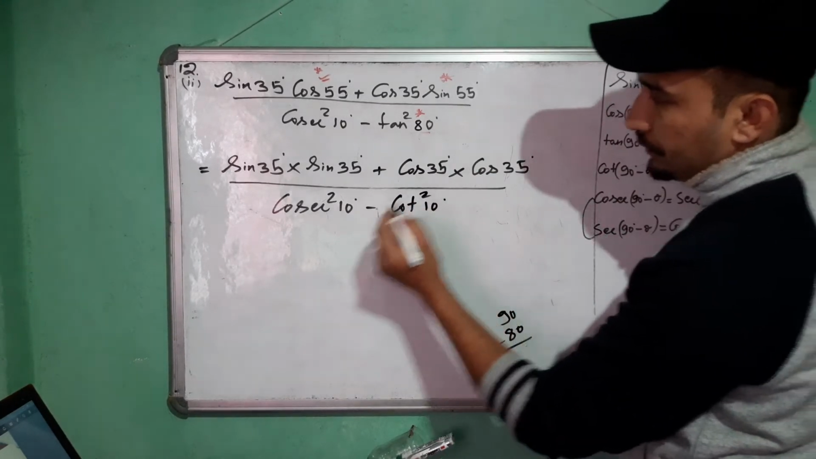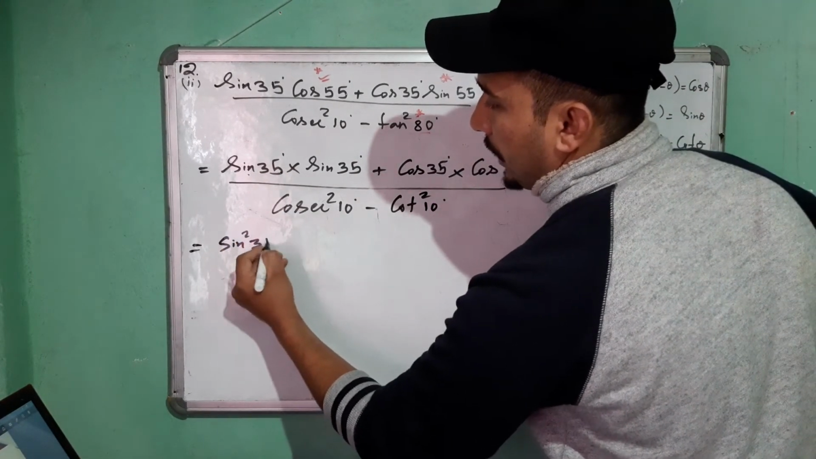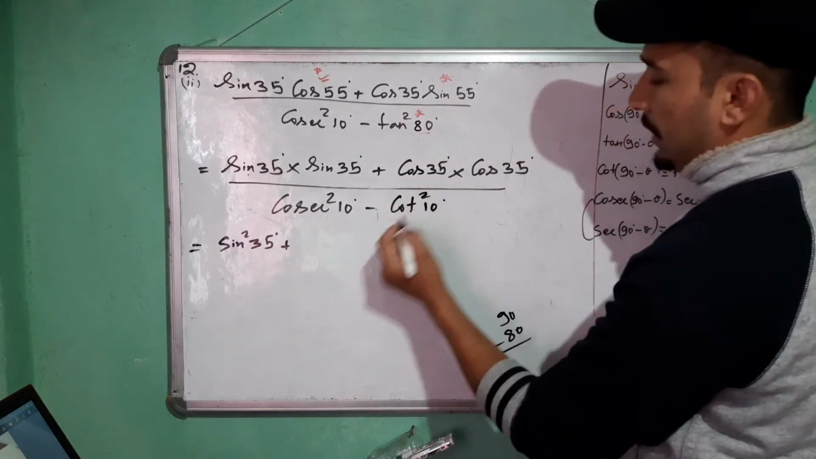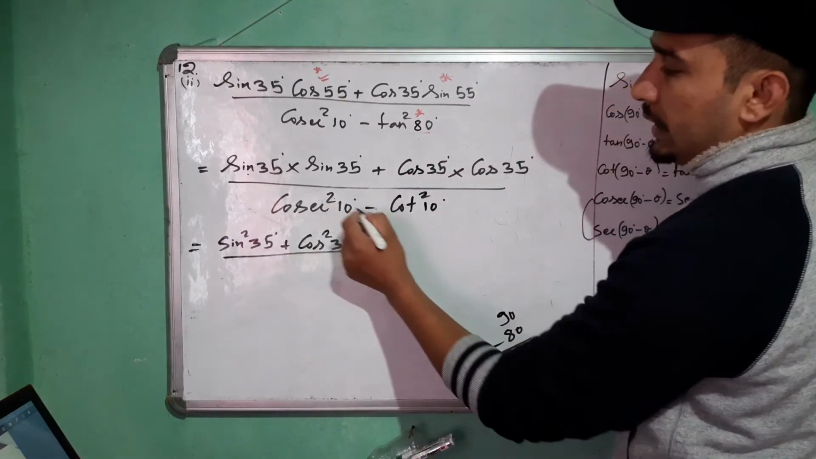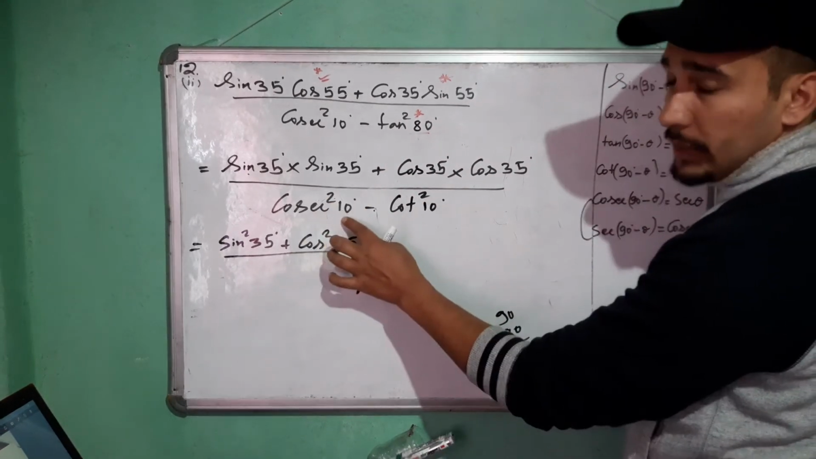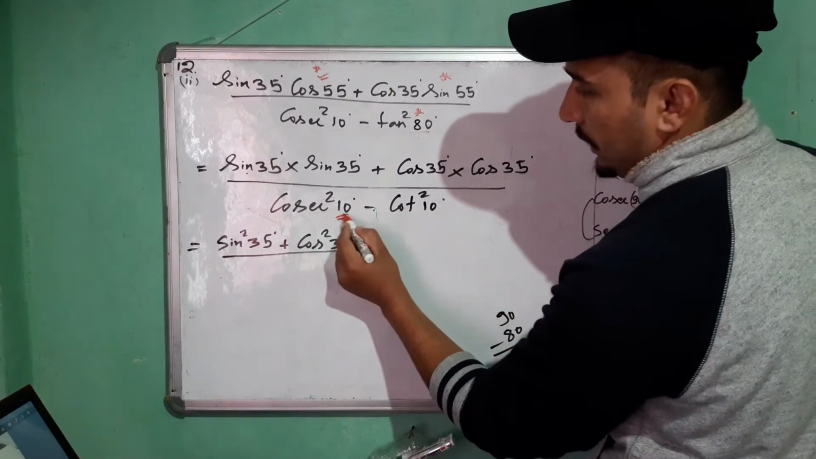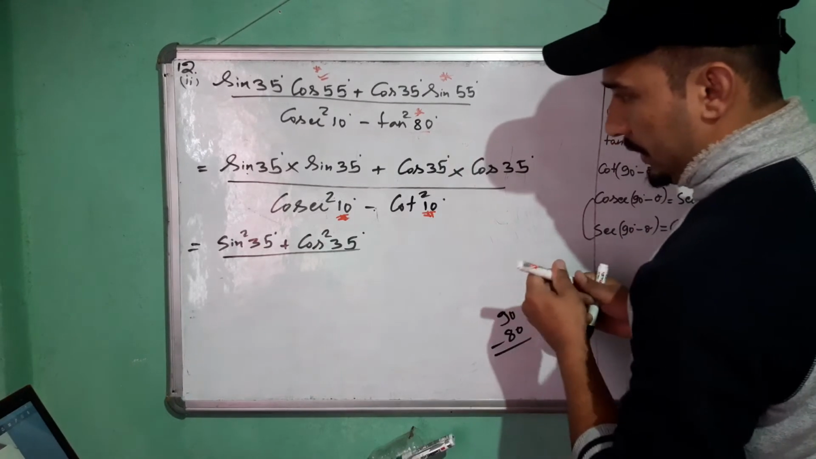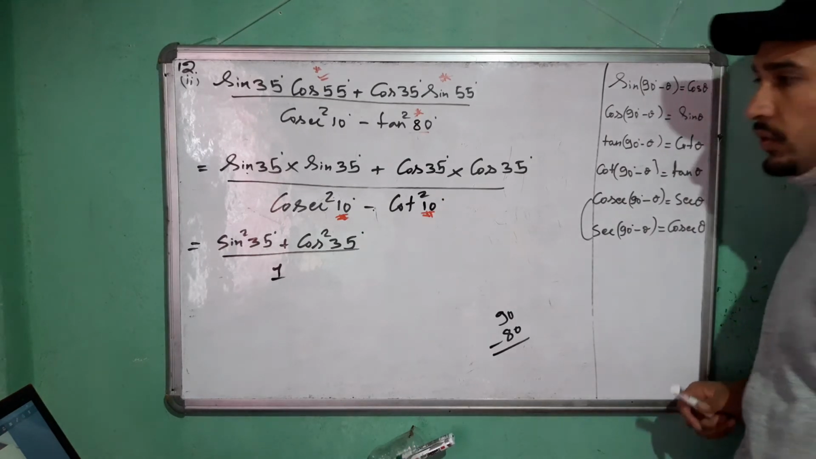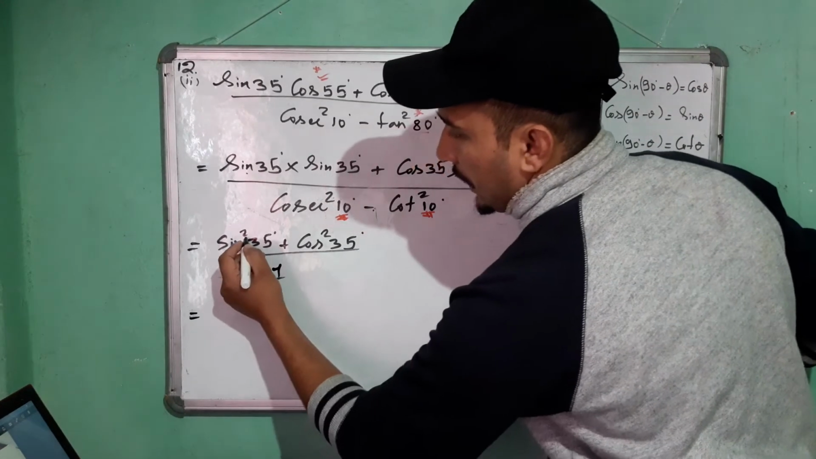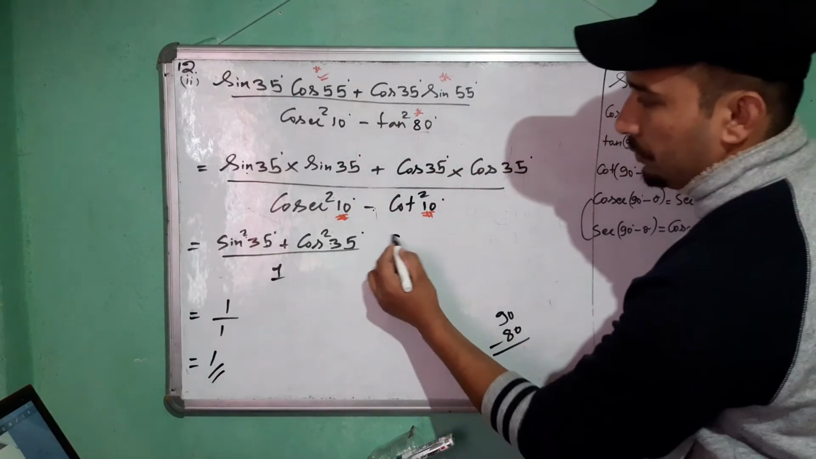So 10 degree. So it will be sin 35 into sin 35, which is sin square 35 degree, plus cos 35 into cos 35, which is cos square 35 degree, divided by cosec square theta minus cot square theta, where theta is 10 degree in denominator. These two angles are the same, so instead of that you can write 1 because of the square relation: cosec square theta minus cot square theta is equal to 1. So sin square theta plus cos square theta is 1, divided by 1. Answer is 1.